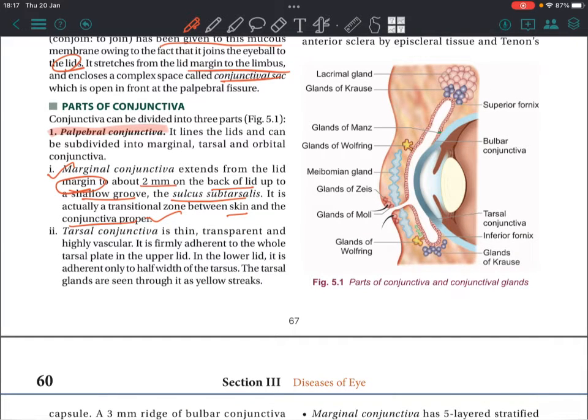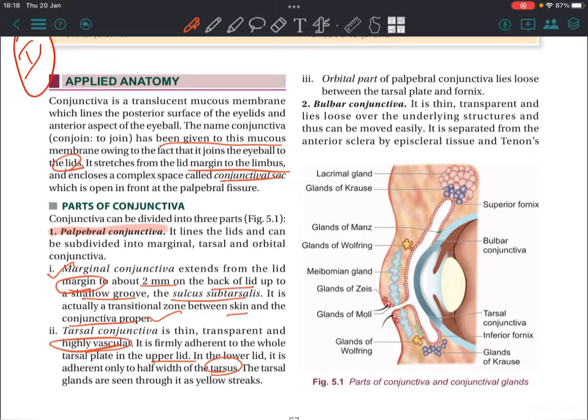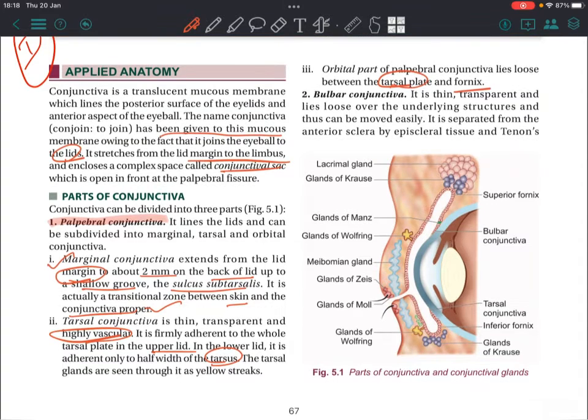Tarsal conjunctiva is thin, transparent and highly vascular. It is firmly adherent to the whole tarsal plate in the upper lid. In the lower lid, it is adherent to only half the width of the tarsus. The tarsal glands are seen through it as yellow streaks. The orbital part of palpebral conjunctiva lies loose between the tarsal plate and the fornix.